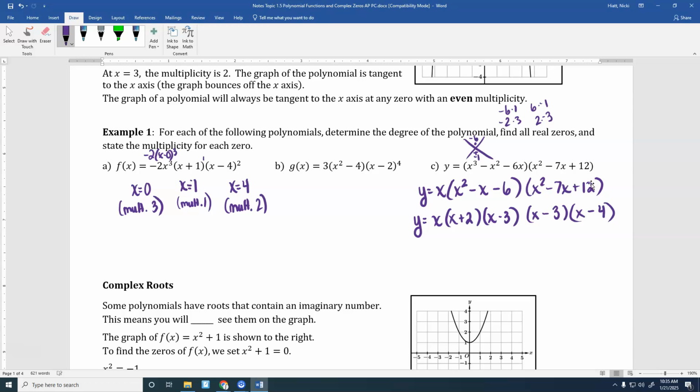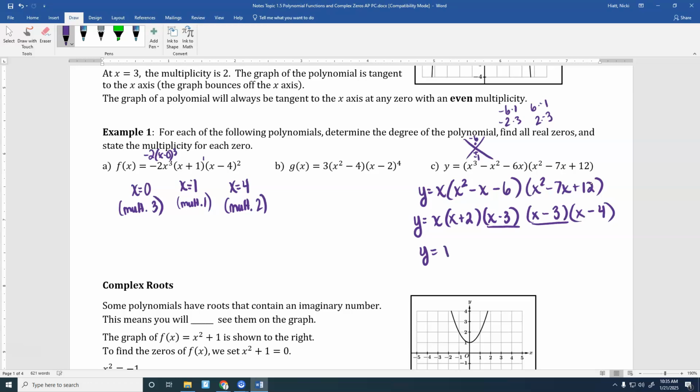Now, does it matter which way? You could have x minus 4 times x minus 3, and that would be fine there as well. Now, in this case, I would combine a little bit before I figure out what my zeros are, because I've got an x minus 3 and another x minus 3 here.